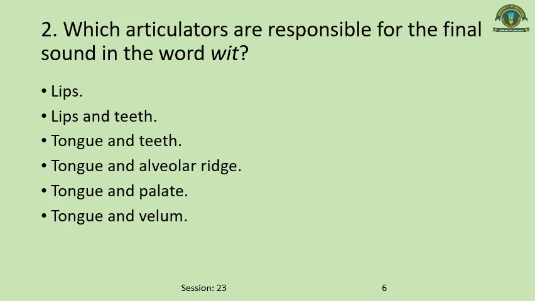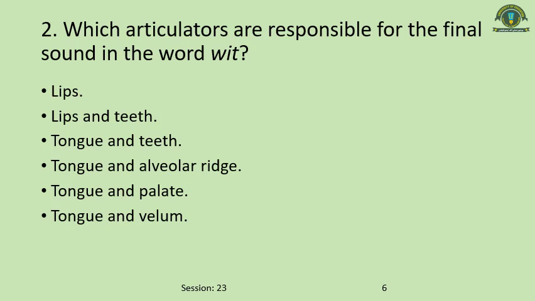Question number two is, which articulators are responsible for the final sound in the word wit? The answers are lips, lips and teeth, tongue and teeth, tongue and alveolar ridge, tongue and palate, or tongue and velum. Remember, you are checking yourself. You can write down the answer on the answer sheet, wherever you are.